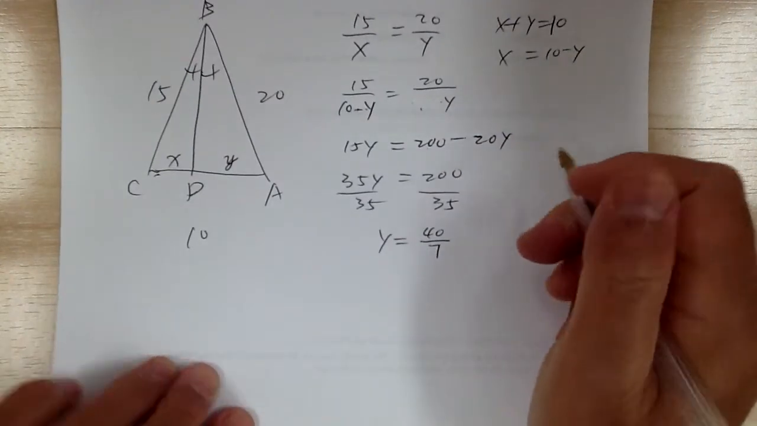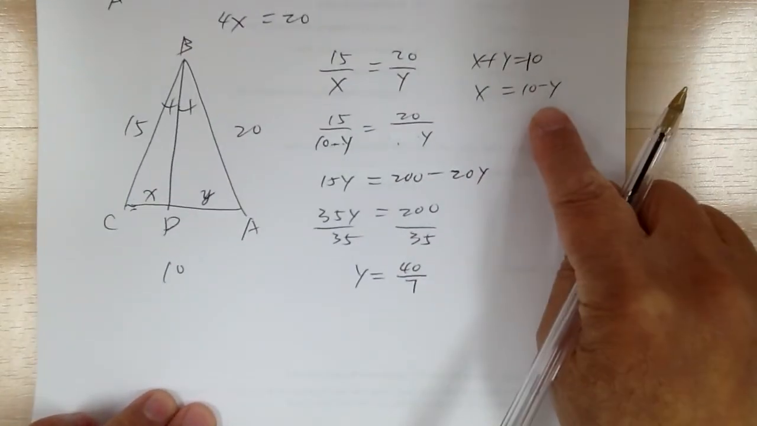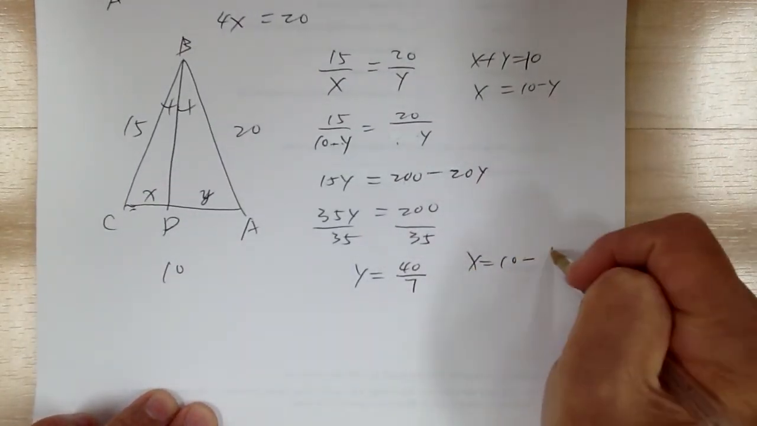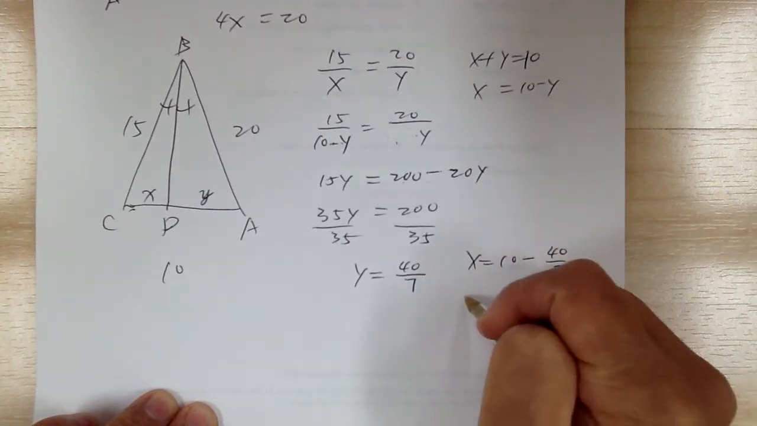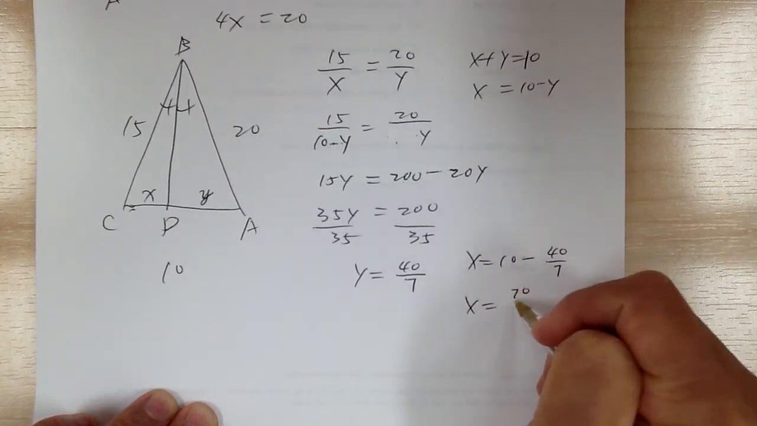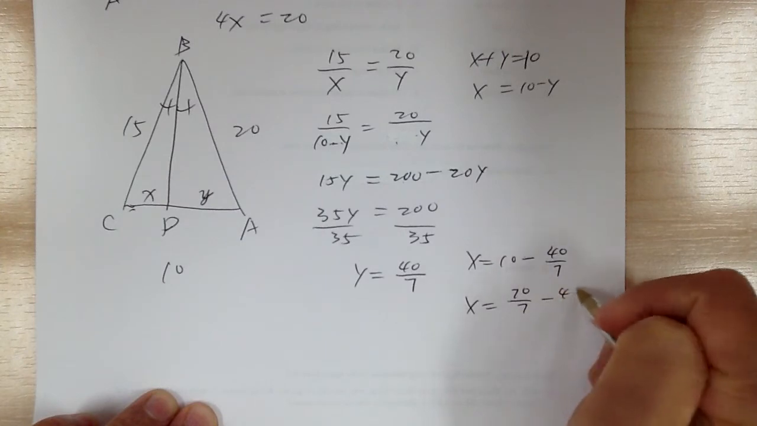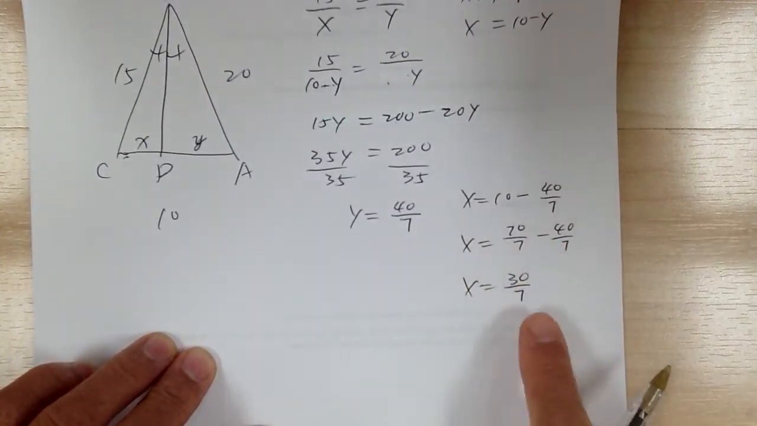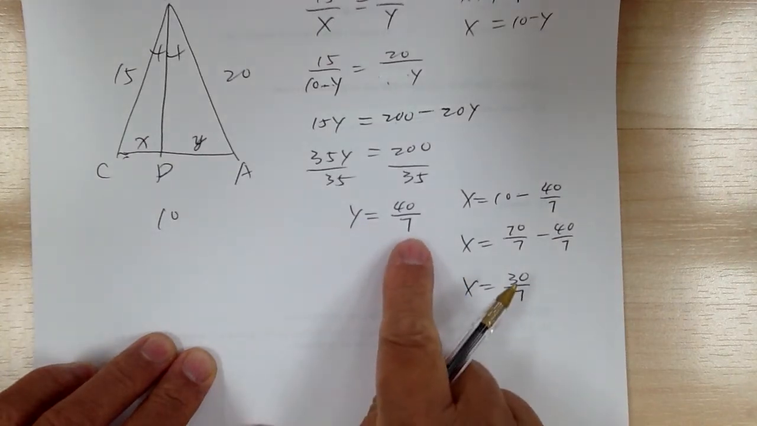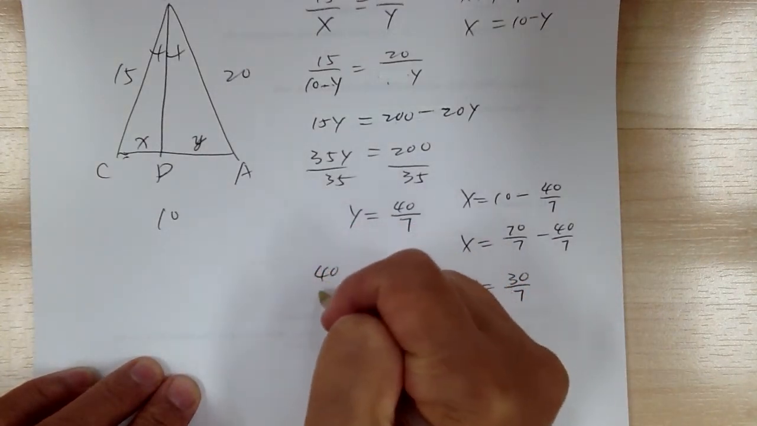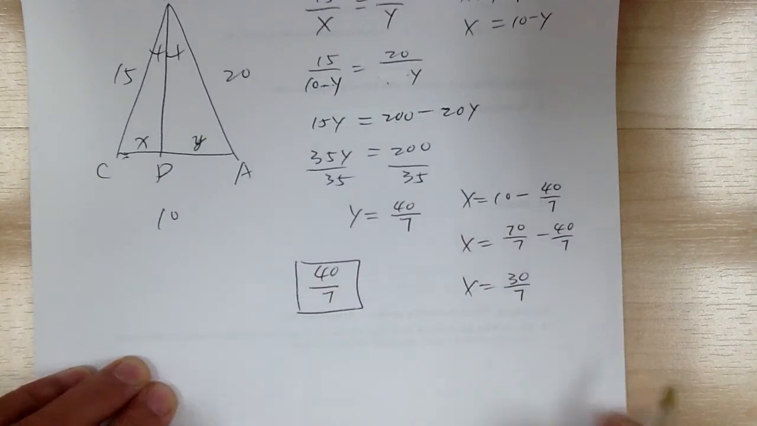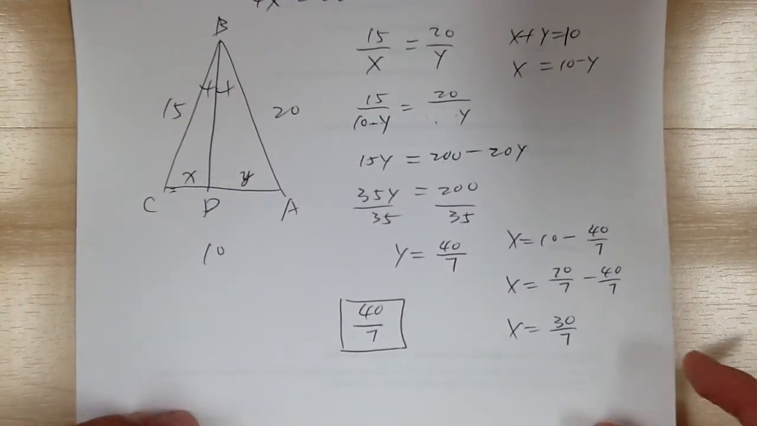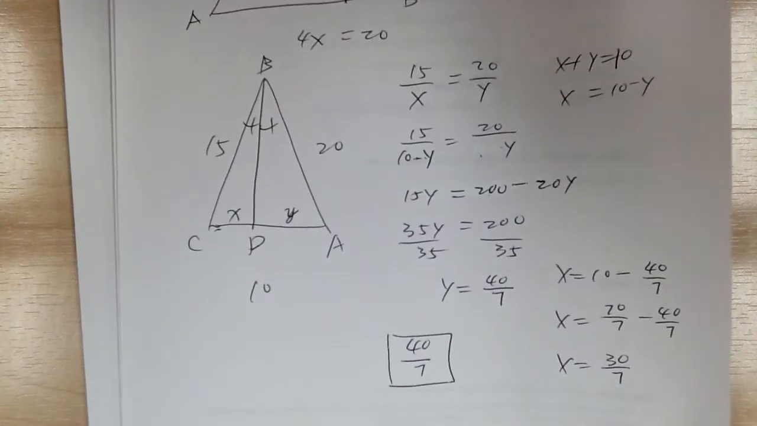And you can look for x. From here, x equal to 10 minus y, so x equal to 70 over 7 minus 40 over 7. So x equal to 30 over 7. The longest segment would be this one here, so the longest segment would be 40 over 7. Okay, let's go to number 170.